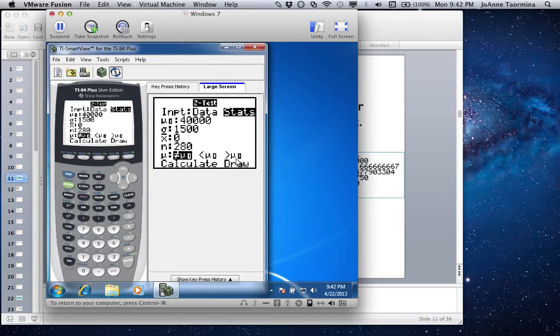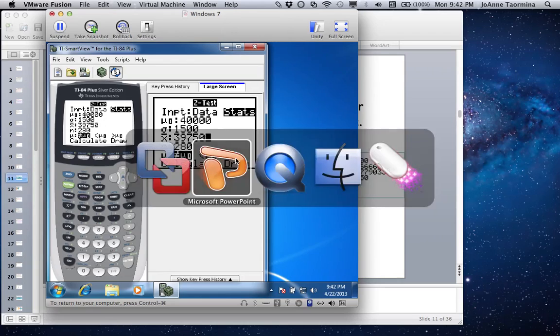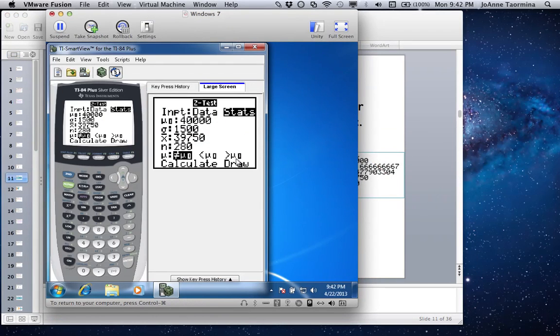X bar, 39,750. Sample size is 100. Okay, so these four values come right from the words of the problem.